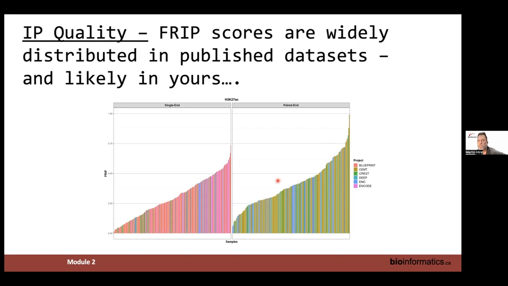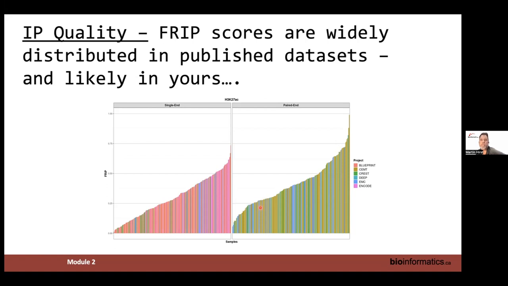Some of these cell types are very rare and much harder to work with. Other cell types, and I would imagine that most of these on the right-hand side are probably cell lines, are much easier to work with and generally give much higher IP signal to noise. But all of these data sets will generate signal that we'll be able to determine using MACS2.